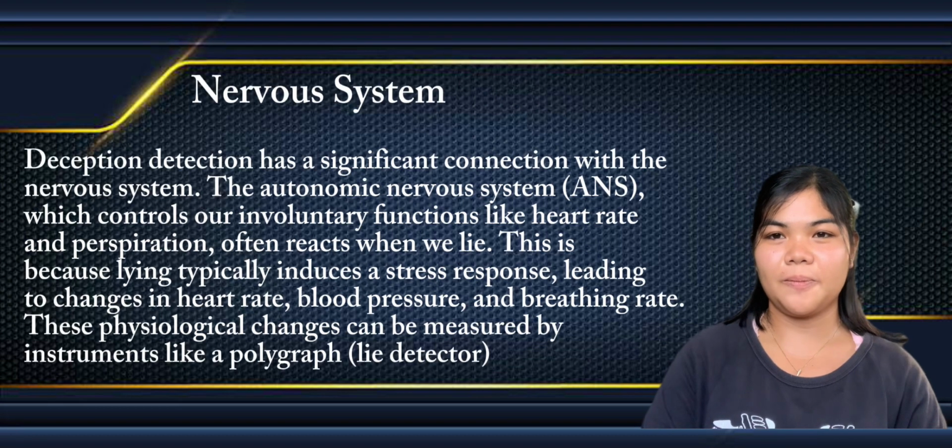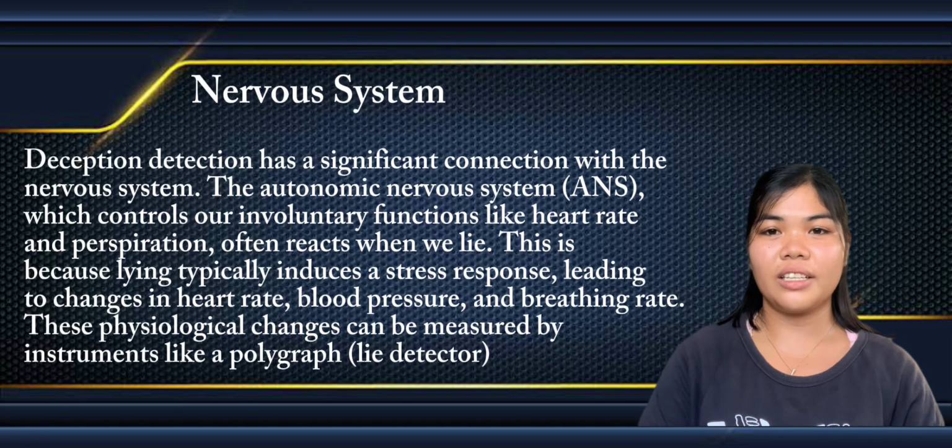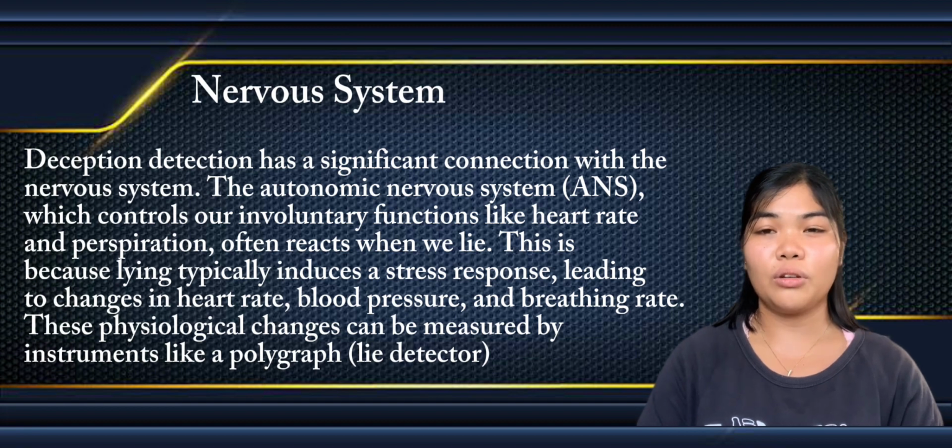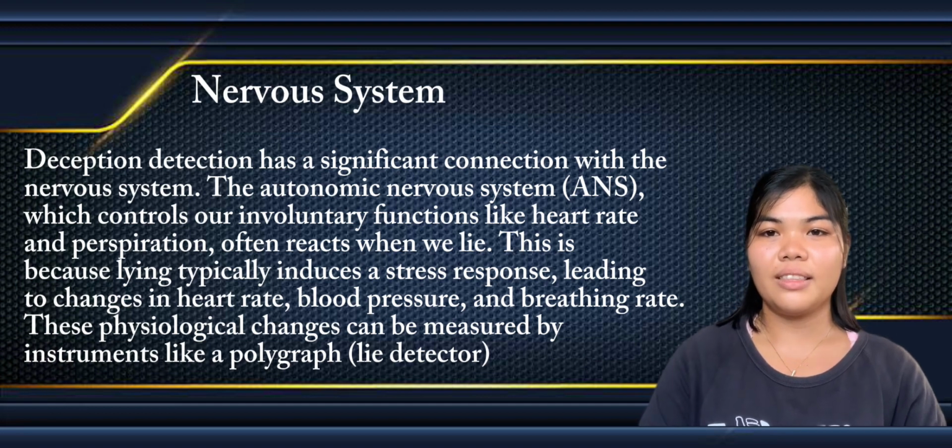The nervous system. Deception detection has a significant connection with the nervous system. The autonomic nervous system controls our involuntary functions like heart rate and breathing, and perspiration. This is because lying typically induces stress and changes in heart rate, blood pressure, and breathing rate. This physiological change can be measured by instruments like a polygraph lie detector.